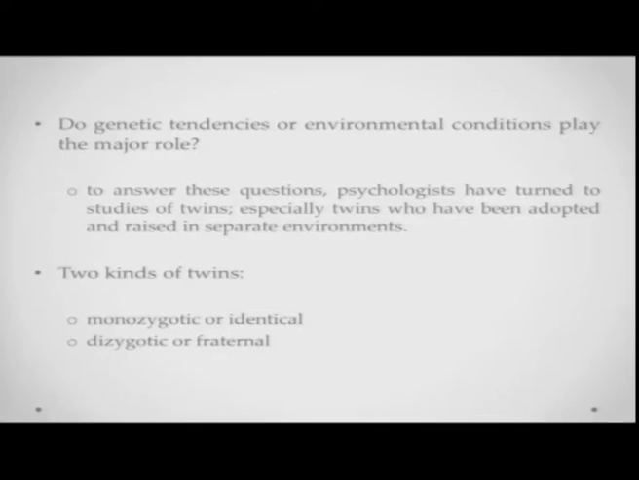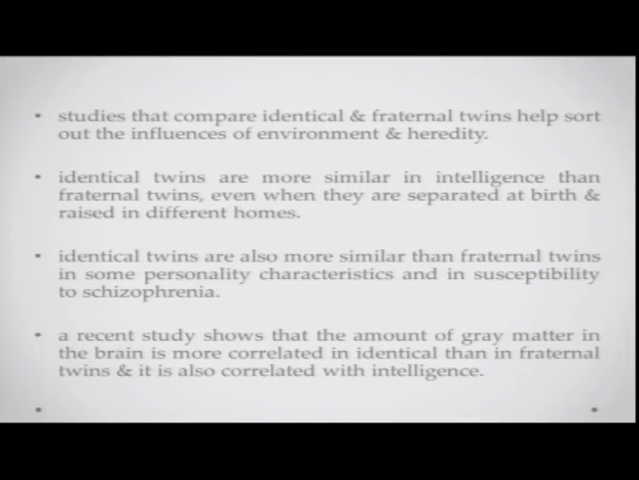There are two kinds of twins possible: monozygotic or identical, which share the exact same genetic structure, or dizygotic or fraternal, which basically are very closely related but do not have identical genetic structure. Studies that compare the identical and fraternal twins have helped sort out some of the influences of environment and heredity. Identical twins are more similar in intelligence than fraternal twins, even when they are separated at birth and raised in different homes.